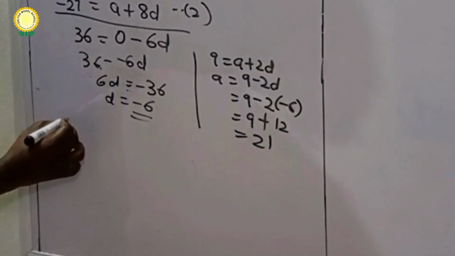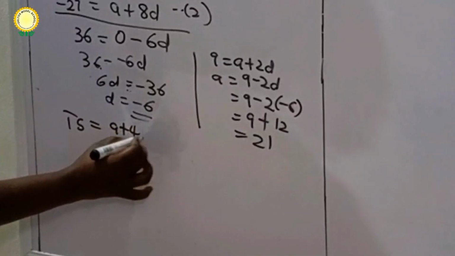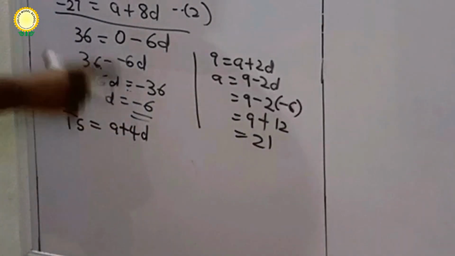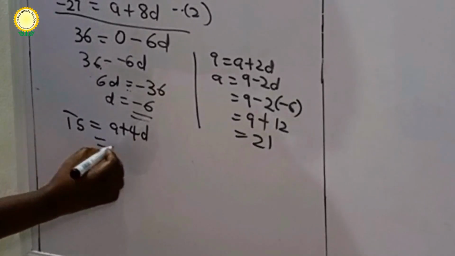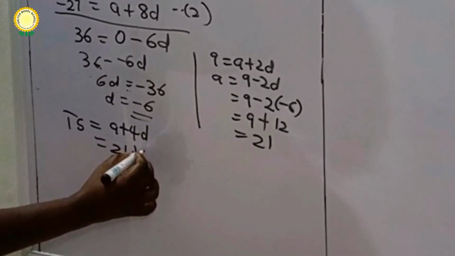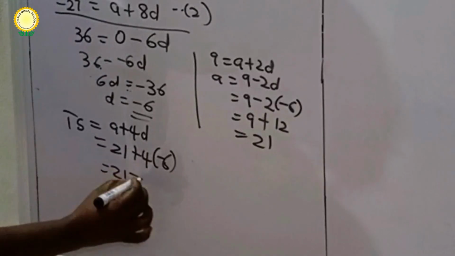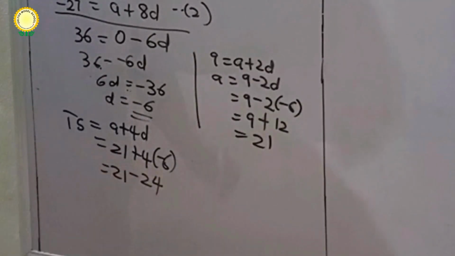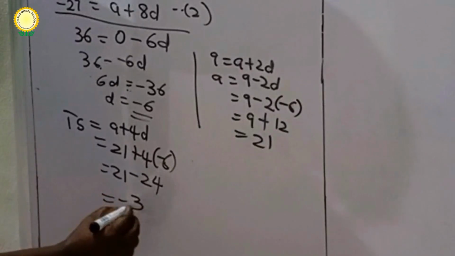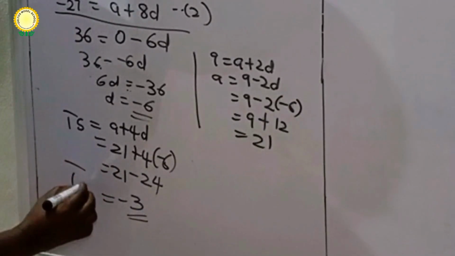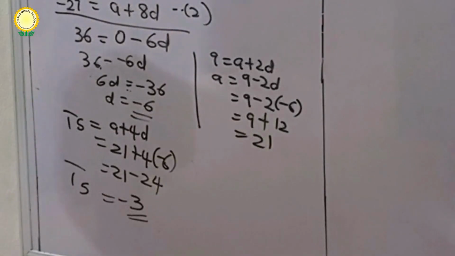Now let's go back to T5. T5 is a plus 4d. Remember, we got a plus 4d from here, a plus 5 minus 1d. Okay, and our a is 21. D is minus 6. So that gives us 21 minus 24. 4 times minus 6 is minus 24. Then we have minus 3. So T5 is negative 3 or minus 3.